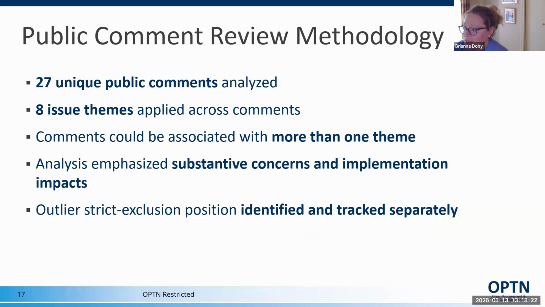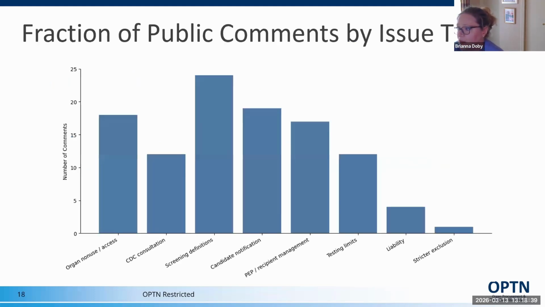And we did not exclude any outlier positions from the data set. Instead, we took a second pass if there was something that was very different from the rest of the comments, to make sure we understood and could contextualize what that comment might be about. So you can keep going.